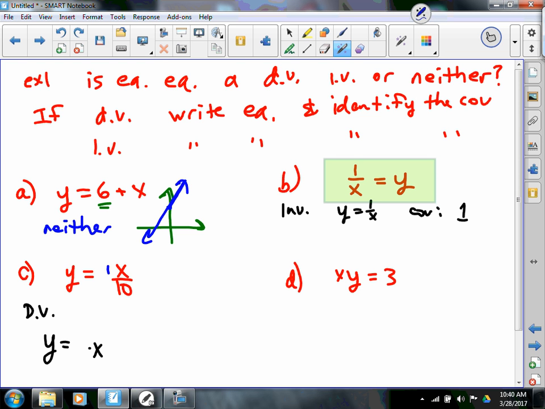So what's the slope of that line? What is it? 1 over 10. Nice. Good. So the slope's 1/10. So what's the constant of variation then? 1/10.